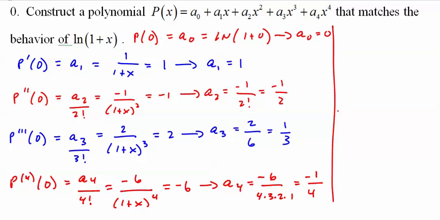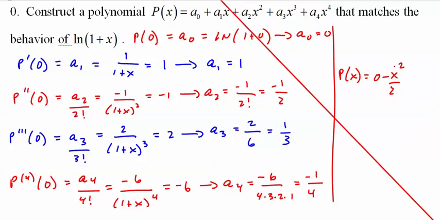Put it all together. P of x equals 0 minus, excuse me, document saving, minus x squared over 2. I'm going to put this down on the bottom.